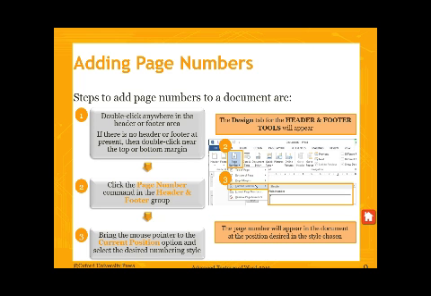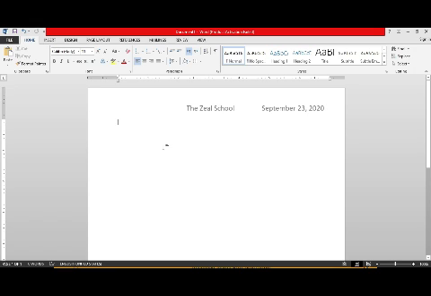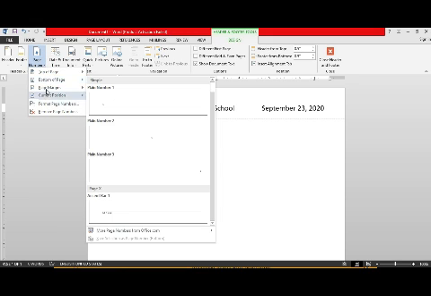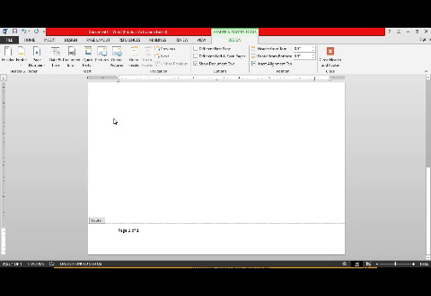Now let's practice. Students, the steps to add page numbers to a document are: double click anywhere in the header or footer area. The design tab under the header and footer tools will appear. Click the page number command in the header and footer group. Bring the mouse pointer to the current position option and select the desired number style. The page number will appear in the document at the position desired in the style chosen.